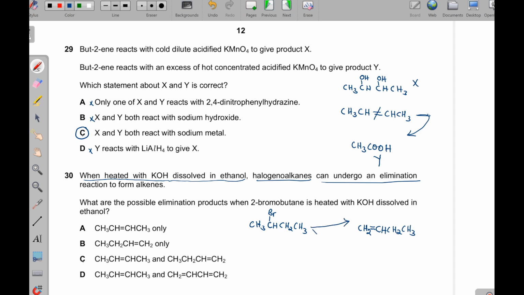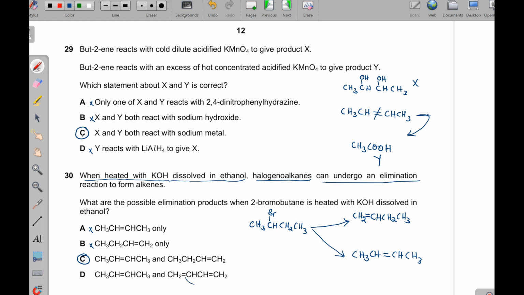That is 1. Then 2, we can also have this other carbon losing the hydrogen. So if this one loses one hydrogen, then we shall have CH3, then CH. Remember, there is a double bond created there. It's an elimination reaction. And then this is but-2-ene. So they are asking, what are the possible elimination products? We have but-1-ene and but-2-ene. So this is but-1-ene only. This is but-2-ene only. So that is off. This is off. This is but-2-ene, and then this is but-1-ene. This is correct. That is what we have seen there.